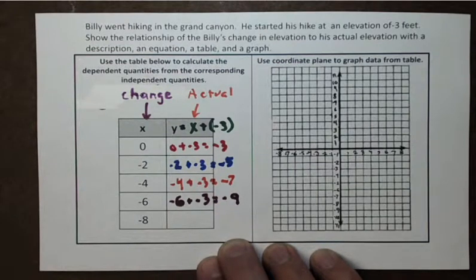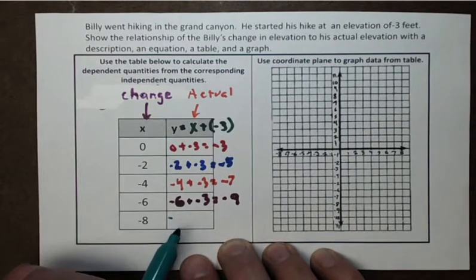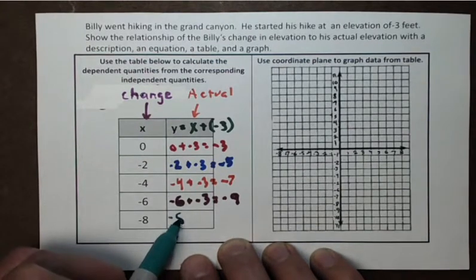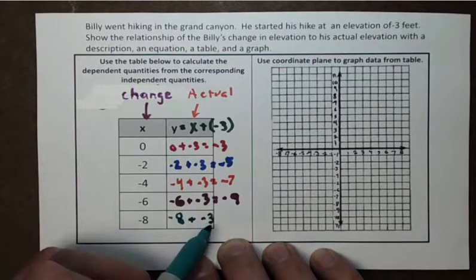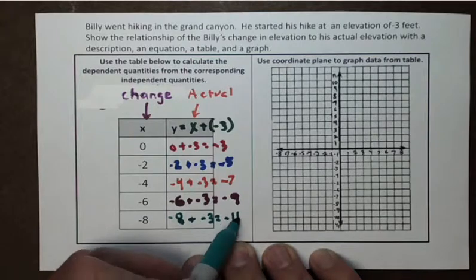Alright, and finally, if his change is 8 feet in elevation, he walks down 8 feet. That's why it's negative, because he's going down into a canyon. So he walks down 8 feet. If he started at negative 3 feet, his new elevation is negative 11 feet.